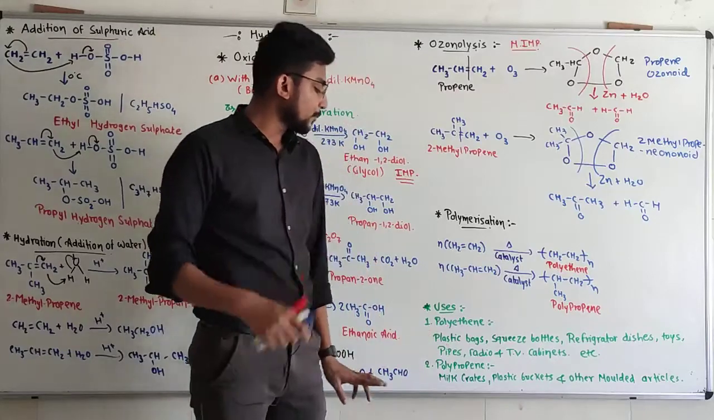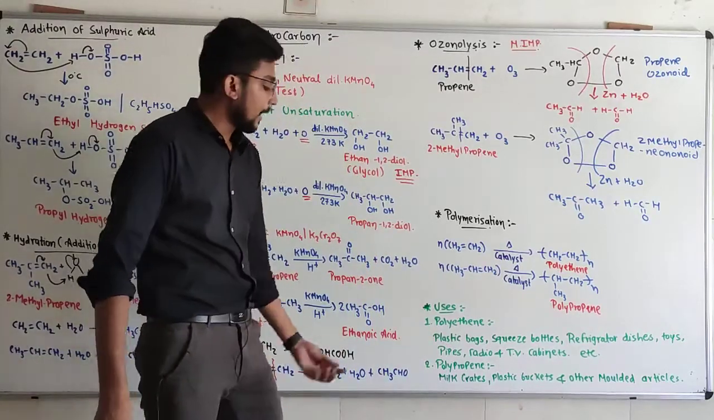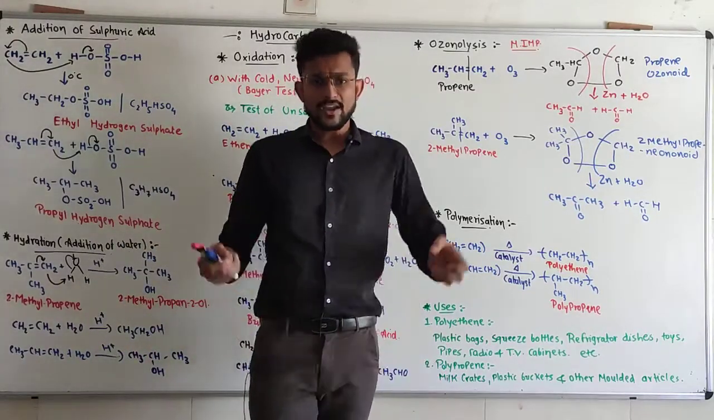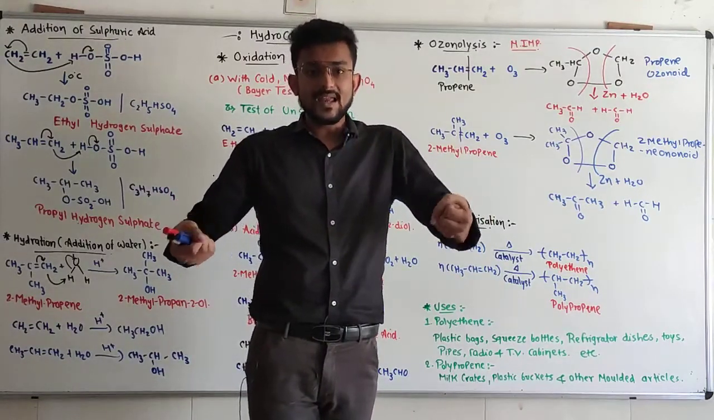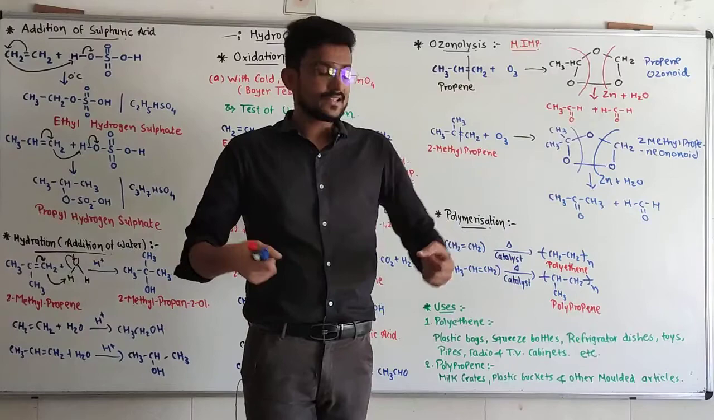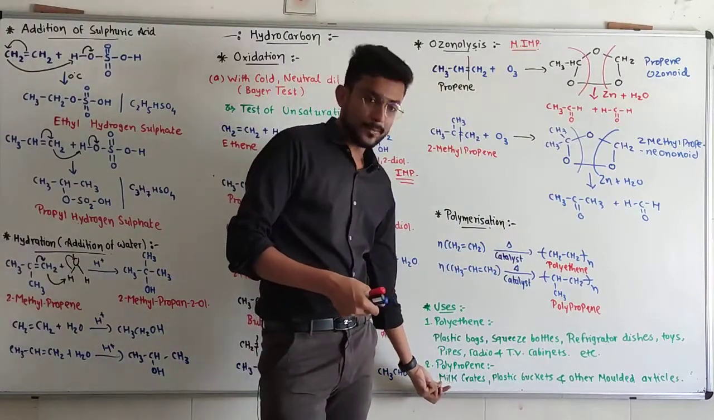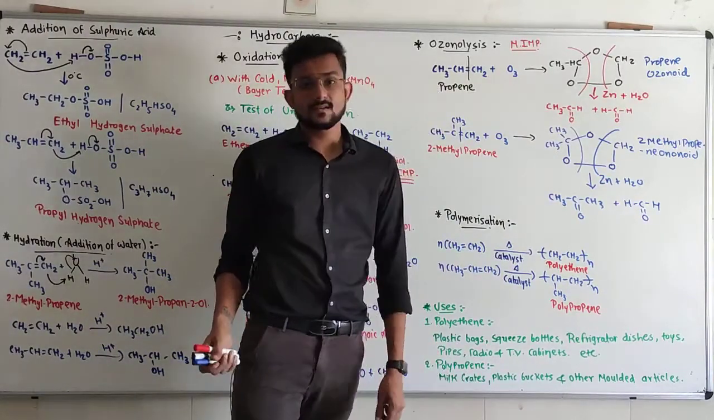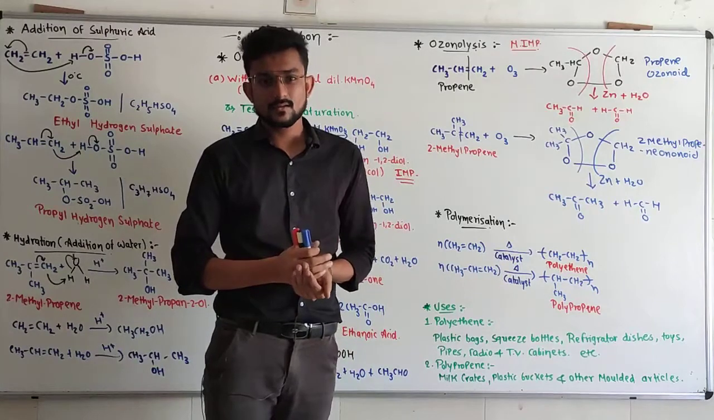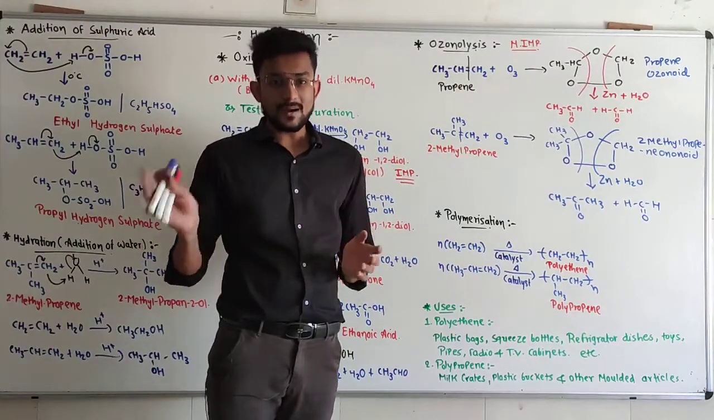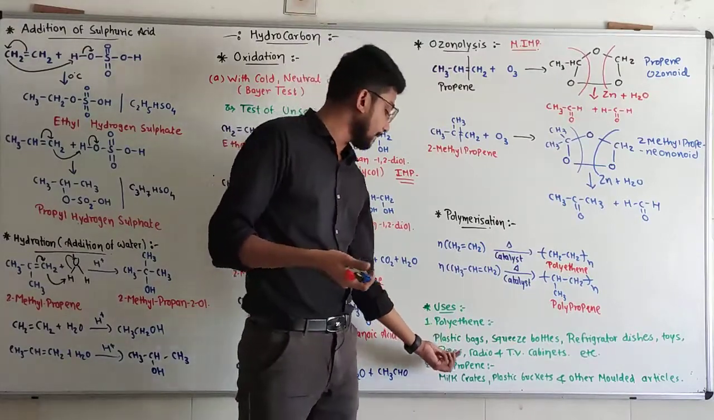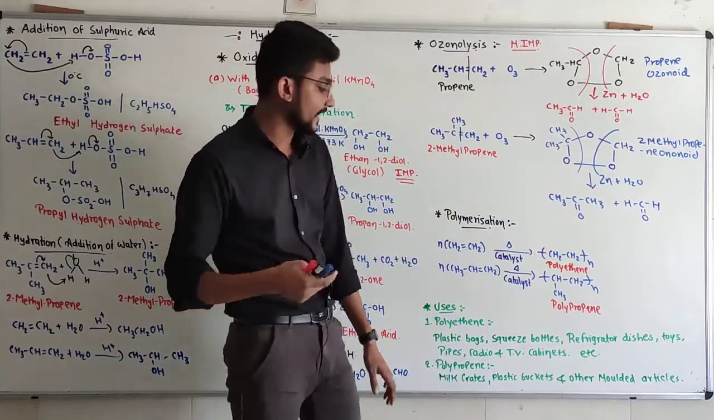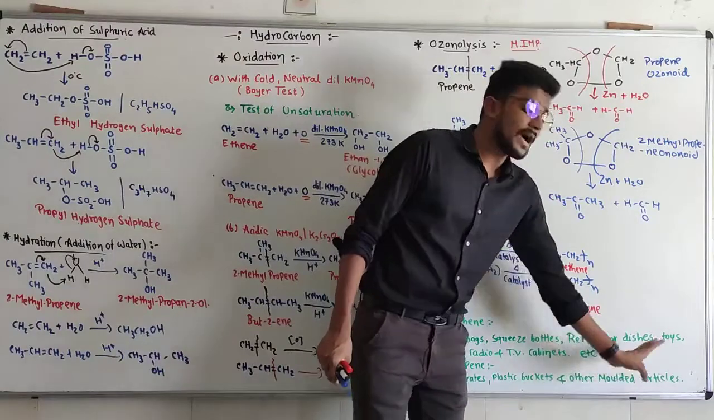Now let's talk about polypropylene. Milk crates. You have seen the blue crates of Amul dairy for milk. Those crates are made of polypropylene. Then plastic buckets, bathtubs. You have buckets in the bathroom. Those buckets are made of a very good plastic. That plastic is polypropylene. After that, other molded articles.